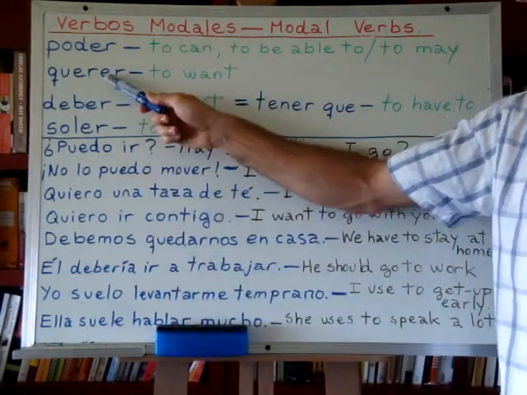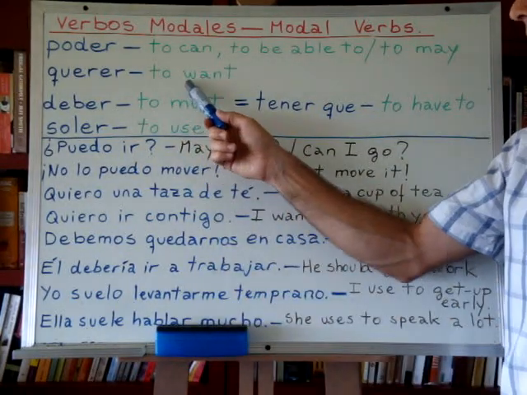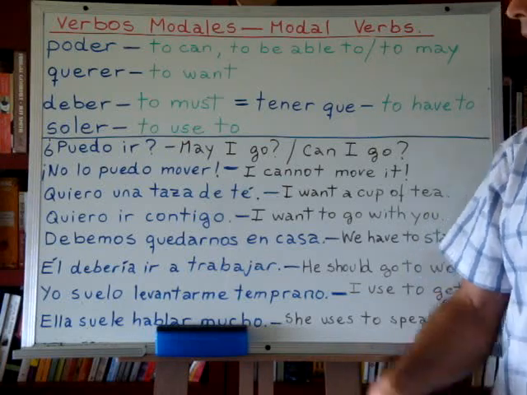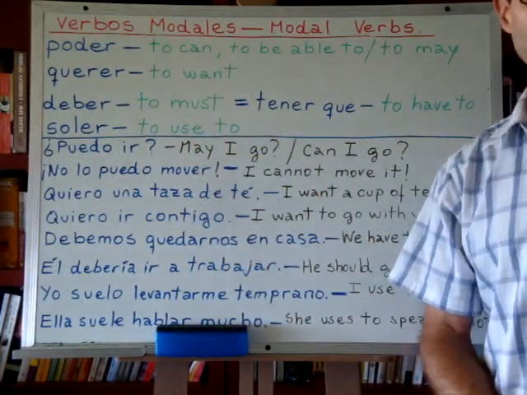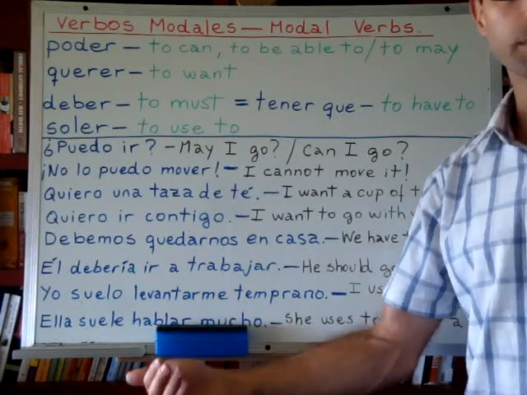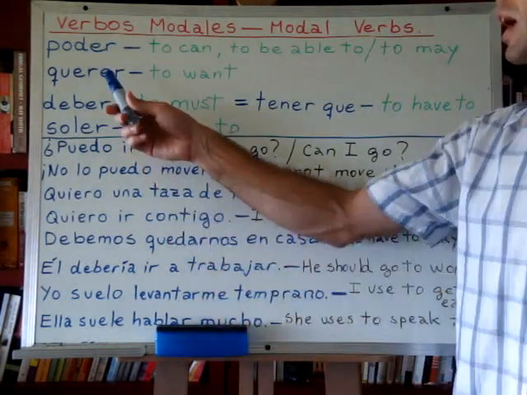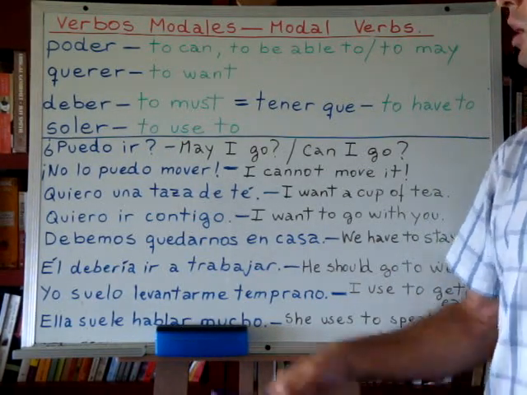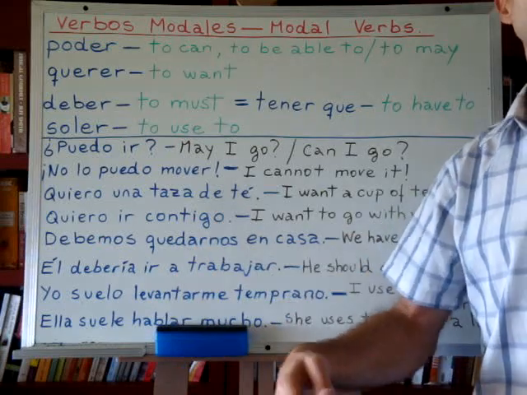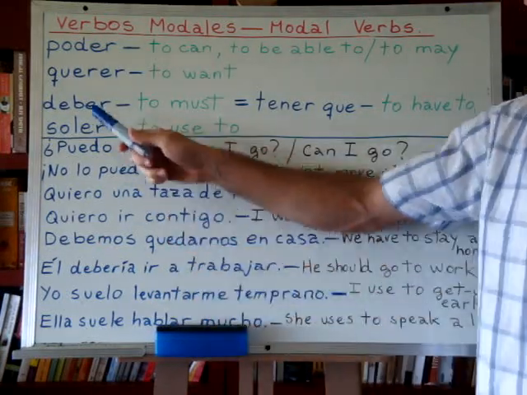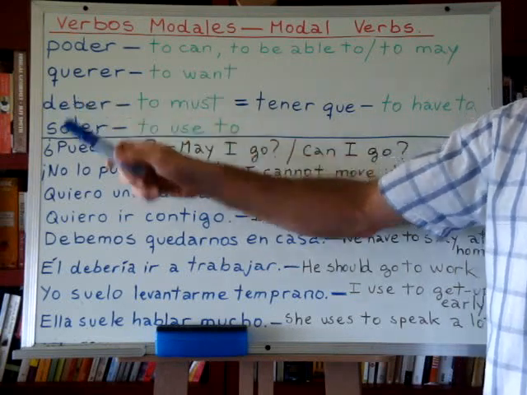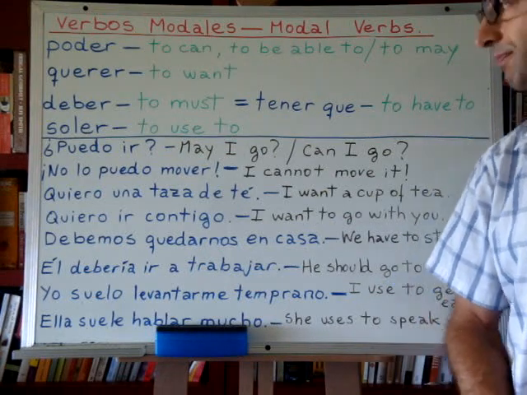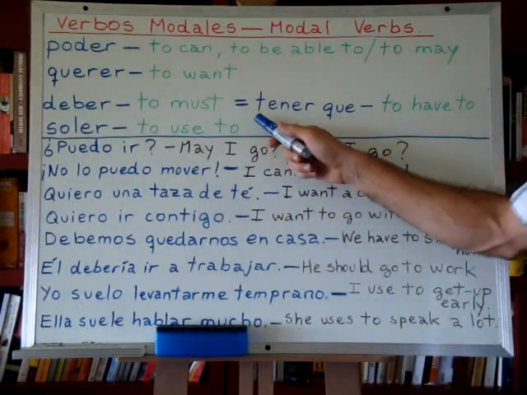The verb querer, okay, that means to want. In Spanish, the verb querer also has two meanings. It means to want, right? And there it is a modal verb, okay? For example, I want to go, okay? Or it also means to love something or somebody, okay? The verb deber. Deber means to should, or to must, okay? To must or to have to.